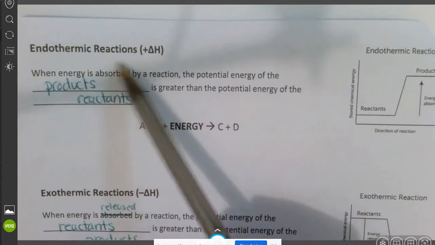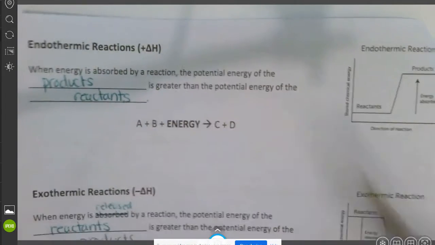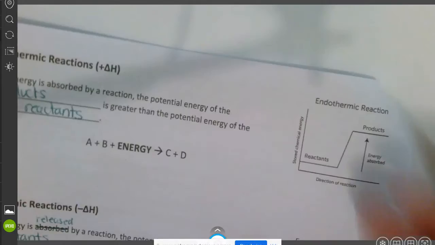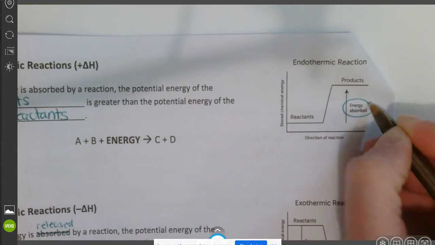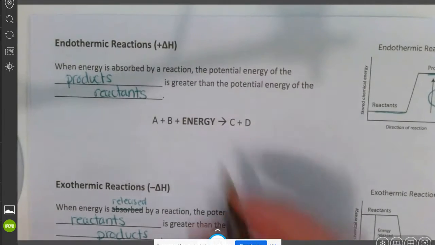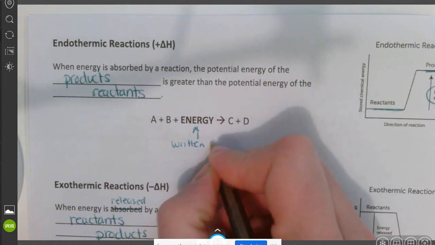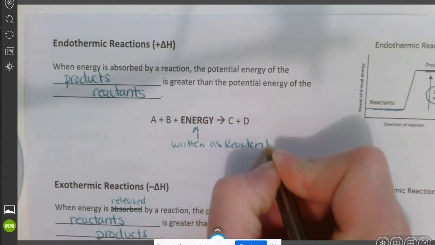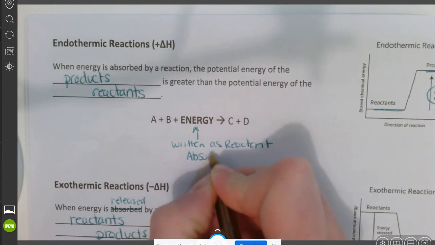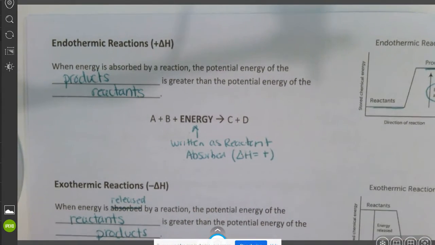So if you go to the next page, just a little bit more about our endo and exothermic processes before we get into Table I. In our endothermic reactions, energy is being absorbed by the reaction overall, which means that our products have a greater amount of potential energy than our reactants. So overall, there is this absorption of energy, which means then that our final products have to be more than our reactants. And like I mentioned before, energy has to be written as a reactant during our endothermic processes, okay, which means that it's absorbed. So our delta H would be equal to a positive amount here.